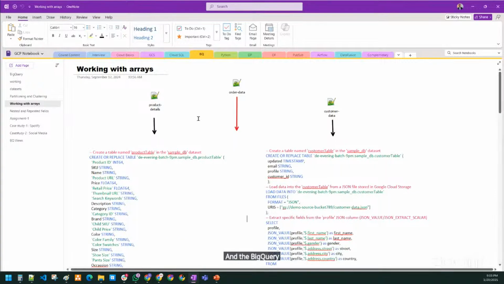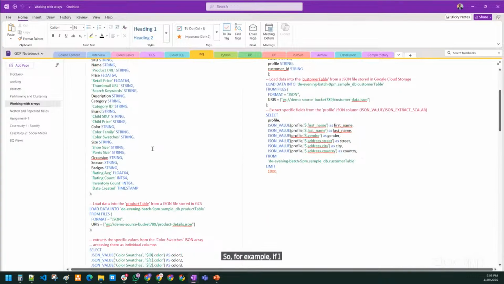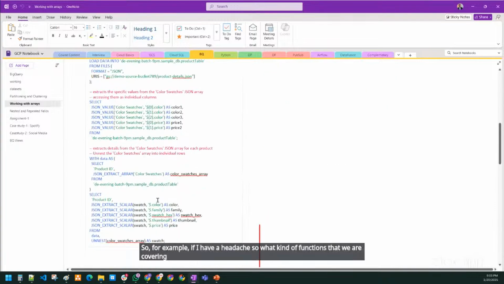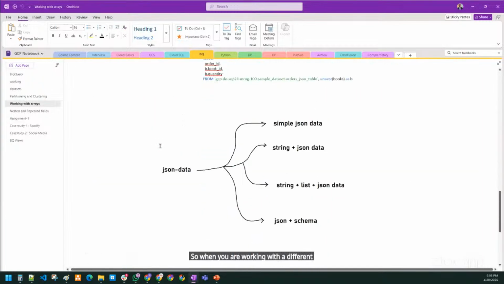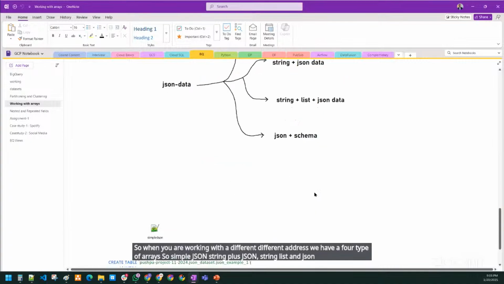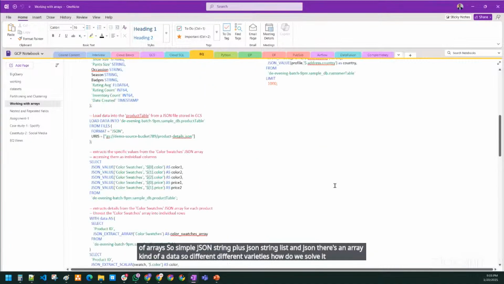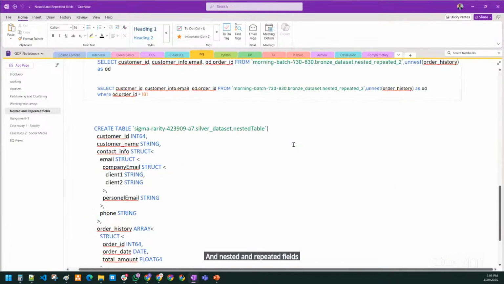BigQuery special functions: not fully, since there are plenty of functions. That's a practice we have to learn. You don't need to learn all the functions; you have to bring in the methodology, that is, how to tackle the question. For example, if I have an array, what kind of functions are we covering? JSON value, JSON extract scalar. There are four types of arrays: simple JSON string, JSON string list, and JSON. It's an array kind of data. How do we solve it and use multiple functions here? And also nested and repeated fields. You are going to see a few more things here.